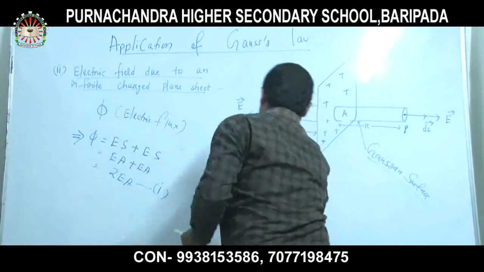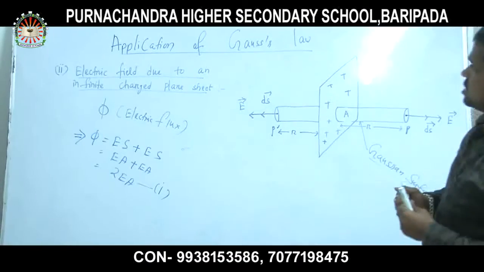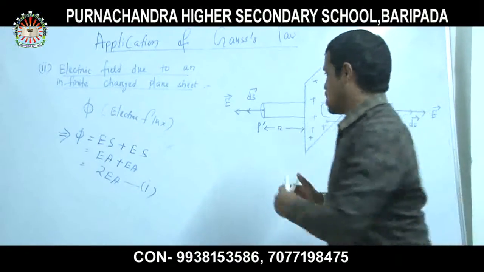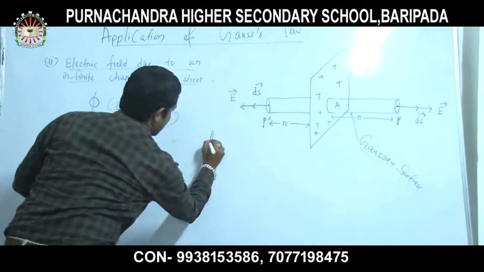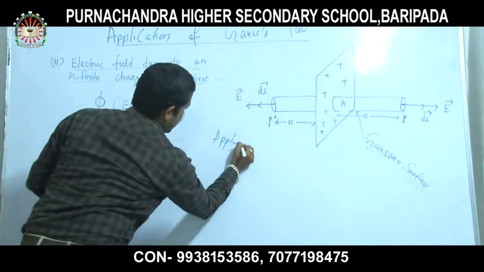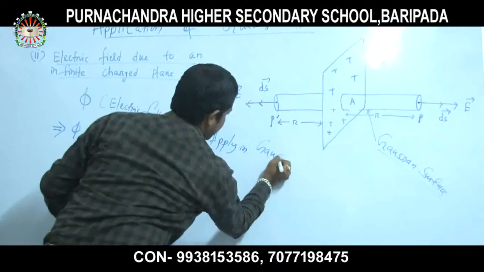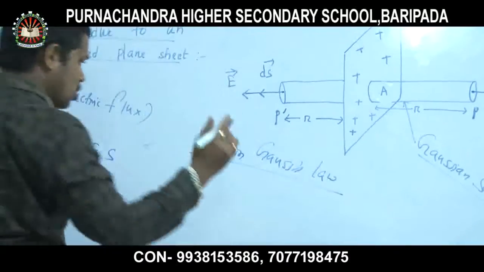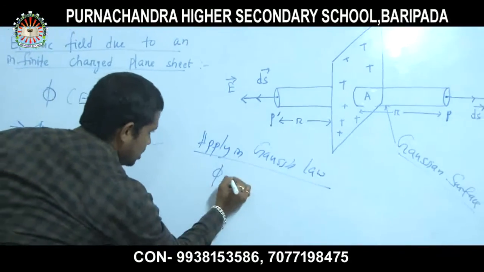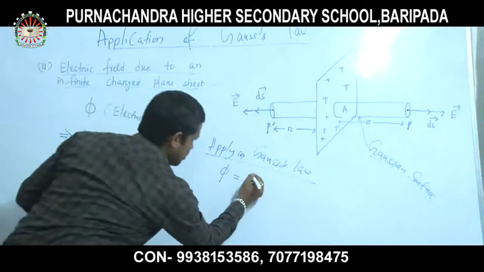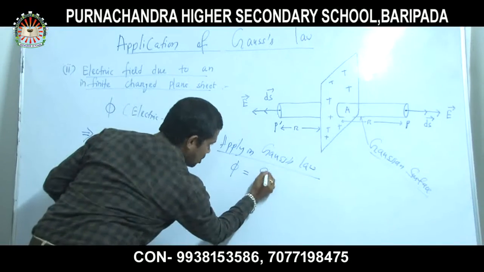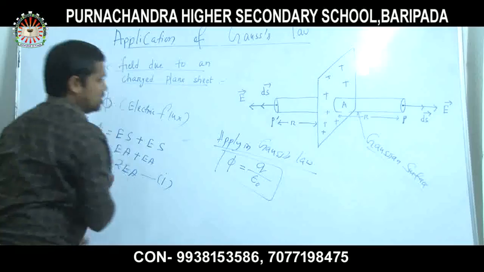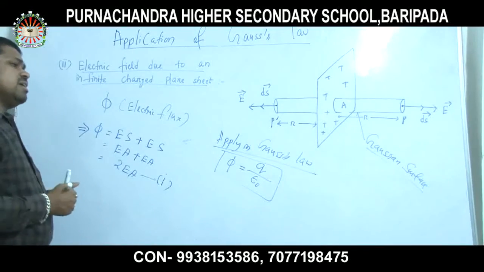This equation is compared with again what? Gauss law. Okay. So now what is the Gauss law? Applying Gauss law, again the same process. So what is the Gauss law? The total flux is equal to 1 by epsilon 0 times the total charge enclosed by that cell. The same statement. Phi is equal to Q divided by epsilon 0.